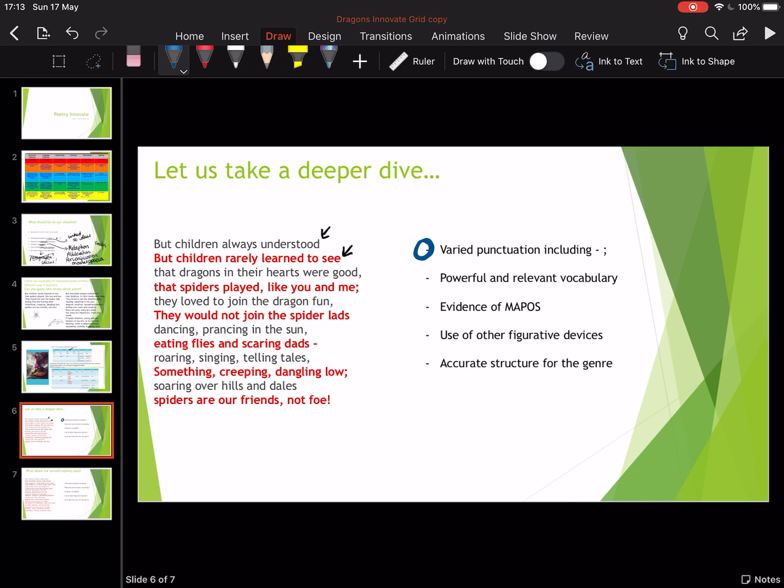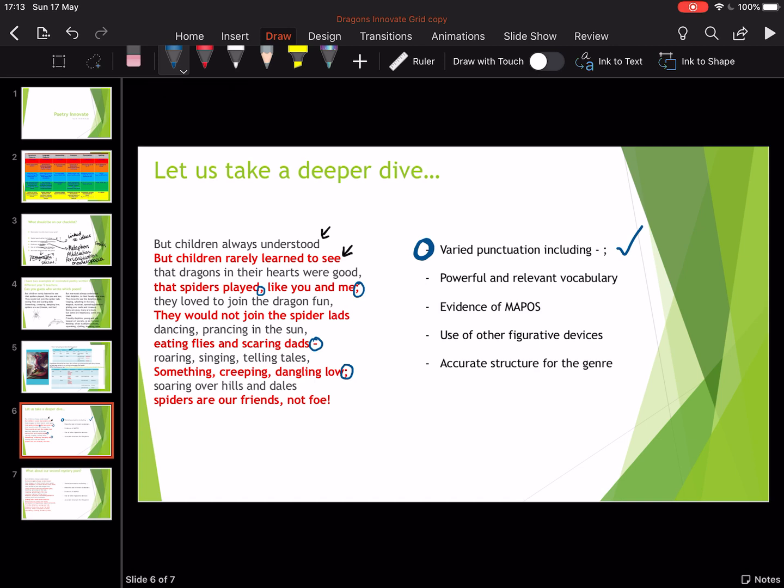Now I've put a little blue circle there because I'm going to go through and just quickly have a look at the red writing, because that's the innovated verse, and I'm going to see if they have included their varied punctuation. So I can see I have a comma here, I've got a wonderful semicolon here, I've got a hyphen here, eating flies and scaring dads, something creeping down below, and I've got another semicolon here. So already I know that the person who wrote this innovated verse can give themselves at least 1 tick against that. Whether they've used their semicolons and their hyphens accurately is another thing that you guys are going to have to check. We have worked on colons and semicolons and hyphens, so think back to that.